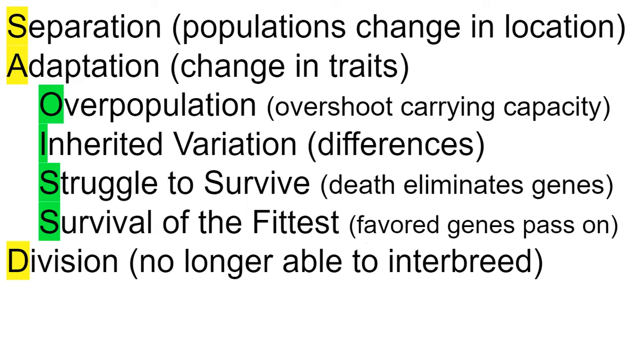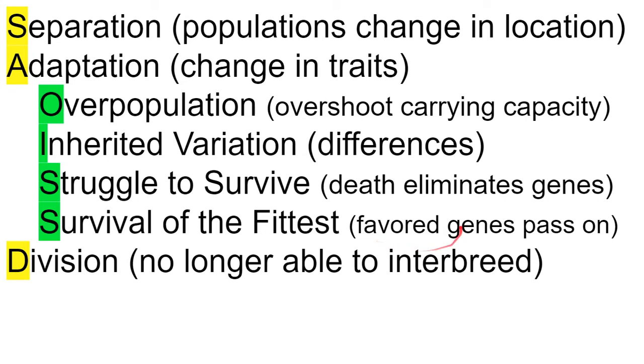Again, separation, adaptation, division. Separation, we have a change in location. Adaptation, we have a change in traits due to natural selection. Overpopulation is too many babies. They overshoot the carrying capacity. Inherited variation, different babies. Struggle to survive. Death eliminates genes. And survival of the fittest, the favored genes are passed on.